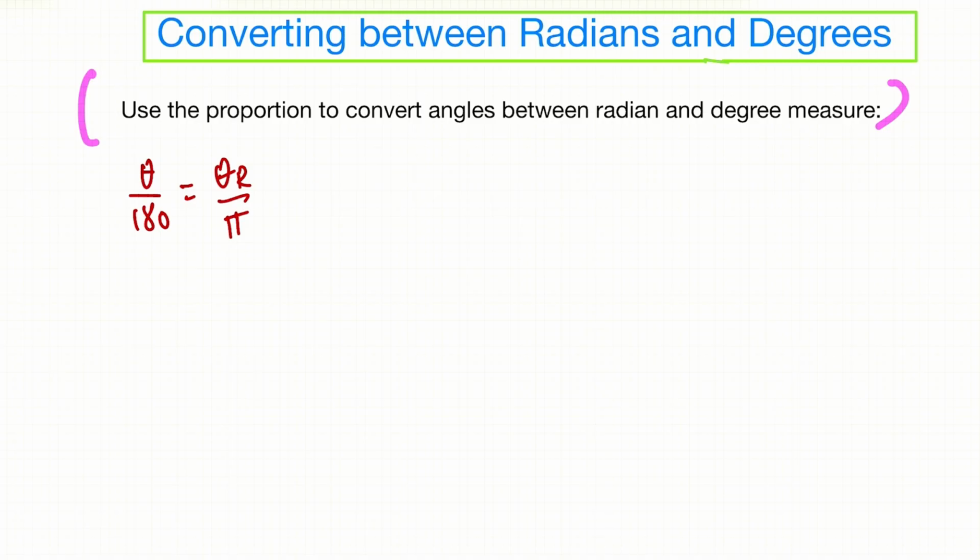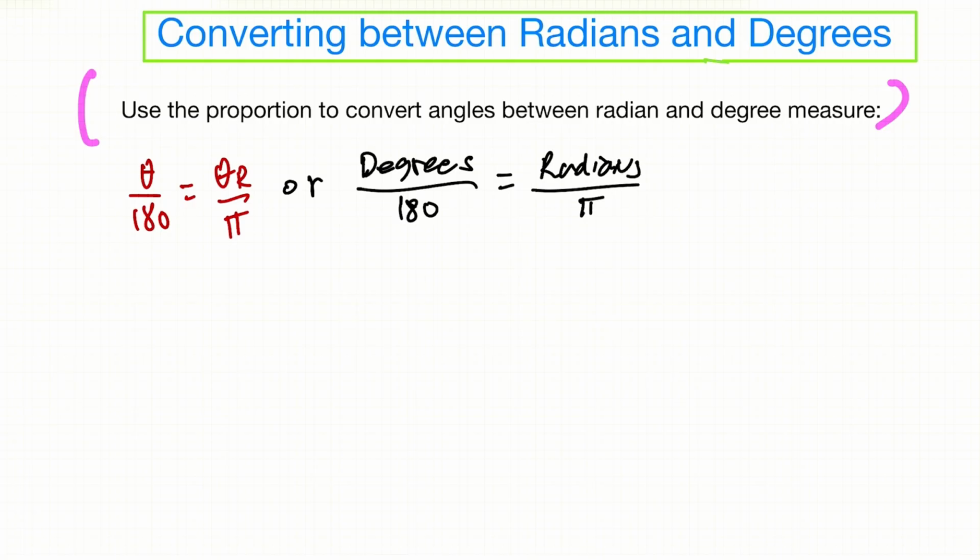We can rewrite this, a little more clearly, or at least so it tells you what units to put in there, as degrees over 180 is equal to radians over pi. So this is our general formula, or ratio, or proportion, that shows a relationship between degrees and radians. It all has to do with the fact that 2 pi radians is equal to 360 degrees. It all comes from that.